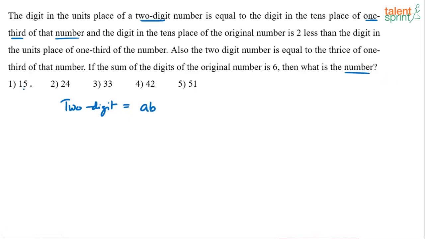I'll first check for that. And in one glance, I know that all these options are multiples of 3: 15, 24, 33, 42, 51, all are multiples of 3. So that condition doesn't help me eliminate any of the options. But then I'll take one-third of the numbers also.